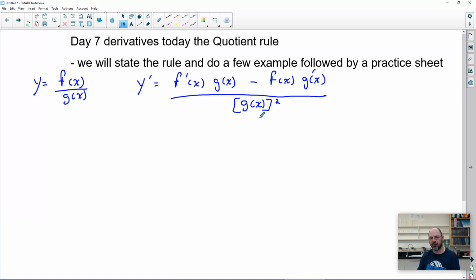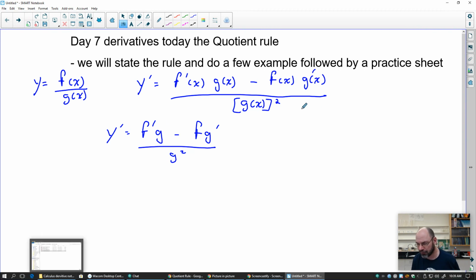So we have to be careful that g of x doesn't end up being, the bottom doesn't end up being a 0, because then you have an undefined slope or whatever, which would be like an asymptote or something. Okay, so if we want to write it in short form, if you like to write it without the f of x's, you can go f prime g minus f g prime all over g squared. That's kind of like how I like to write the equation.